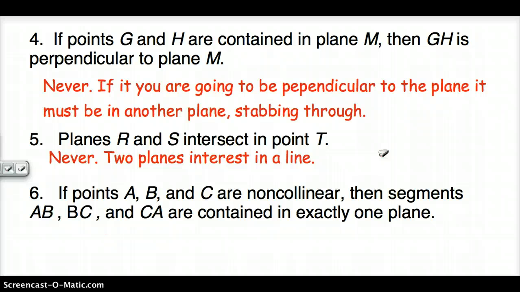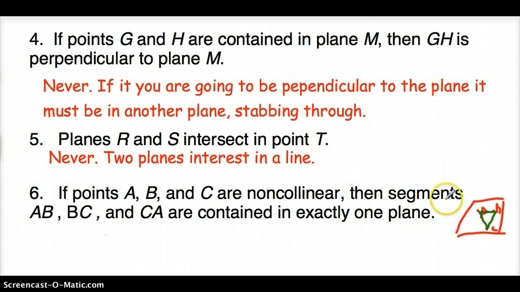Number 6, if points A, B, and C are non-collinear, then segments AB, BC, and CA are contained in exactly one plane. So what they're saying there is I've got a plane, and I've got point A, got point B, and I've got point C. And then they say that when you connect them, those segments are also going to be in the plane.